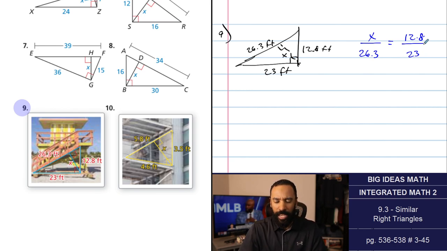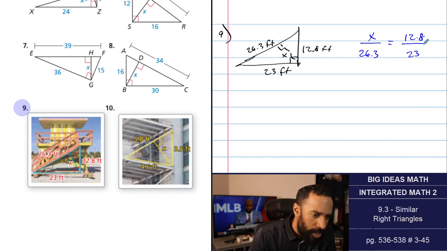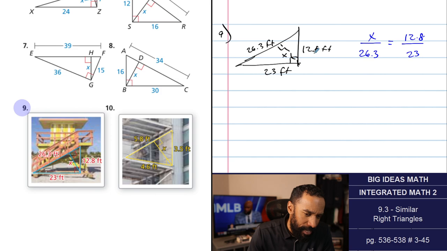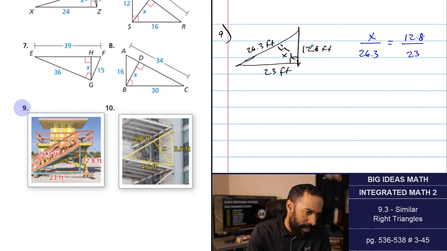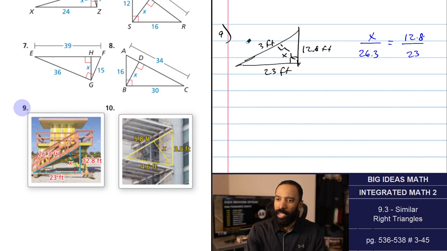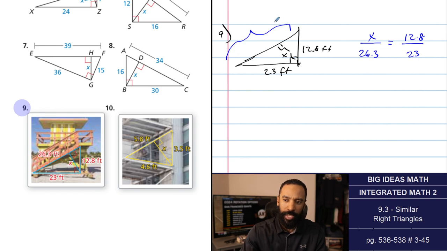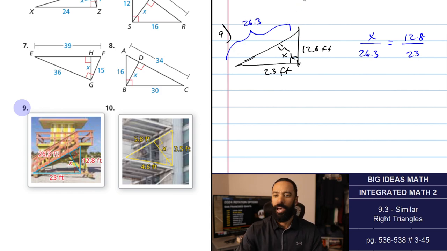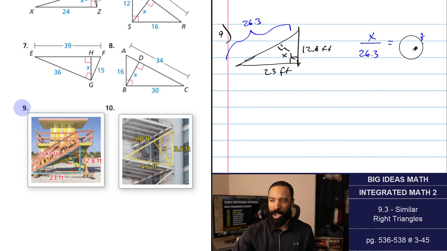Suddenly that doesn't sound like... that can't be possible. 26.3 must be the whole thing then, because you can't have the medium. Okay, this must be the whole side. It's very hard to see on this diagram. The whole thing must be 26.3 because you can't have a long leg of a medium be longer than its hypotenuse. So let's do that again.